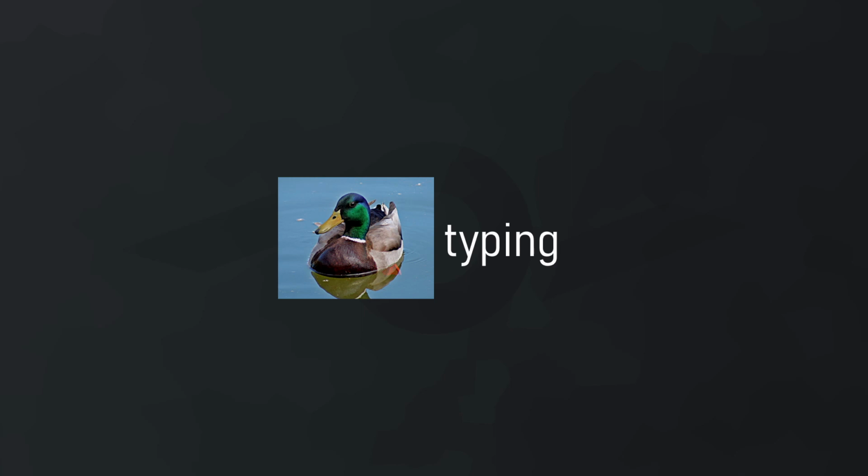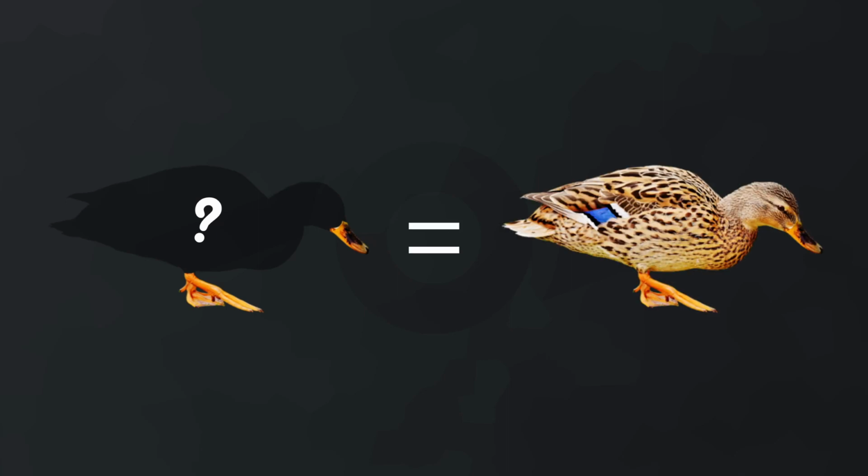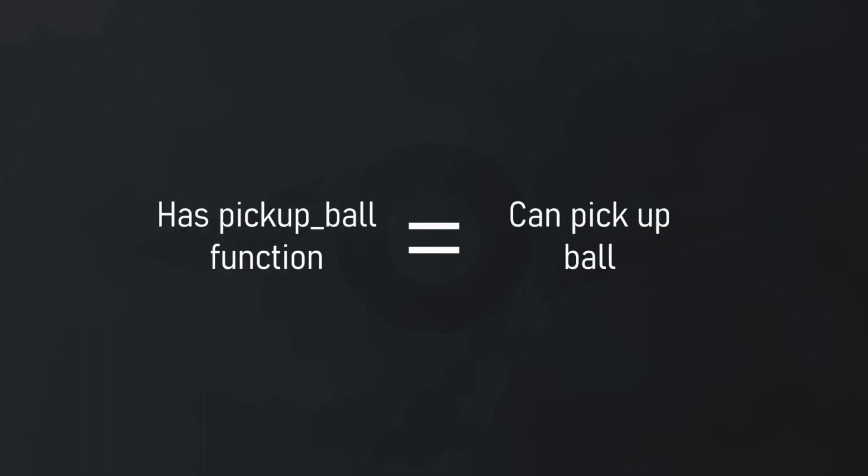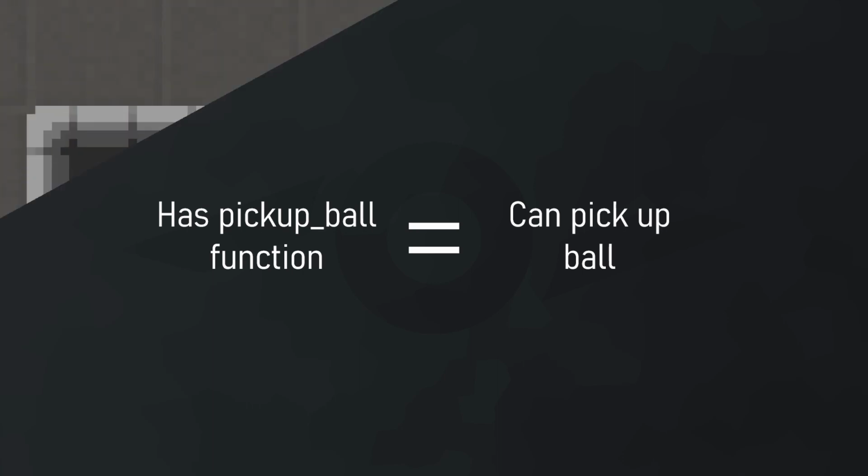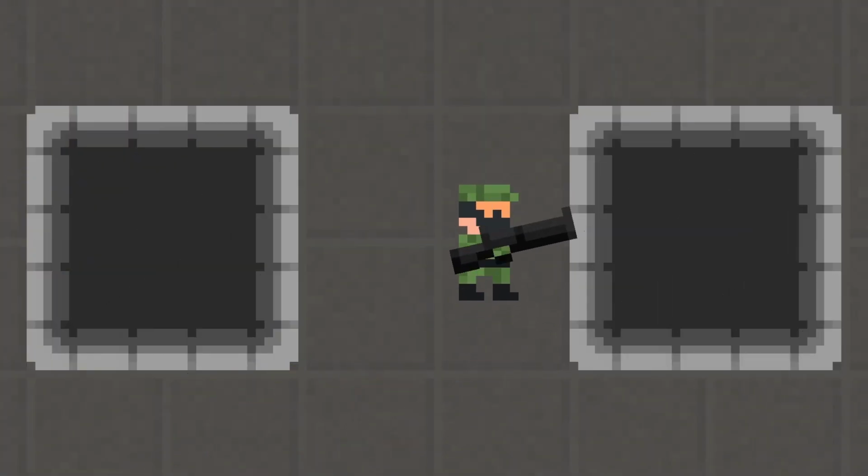Now, duck typing follows the ancient wisdom of if it walks like a duck and it quacks like a duck, it's a duck. And how this applies to programming is, instead of checking whether the thing is something, we check if it has something, which in this case is the function pickup_ball. So in essence, all the ball has to do is check if the overlapping body has the function to pick it up, and if so, to call that function, and then of course delete itself.